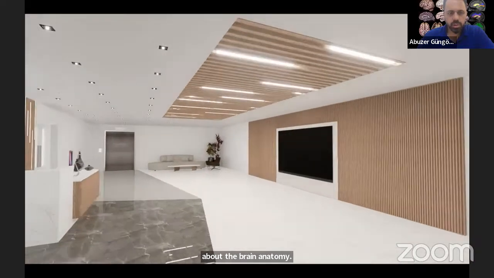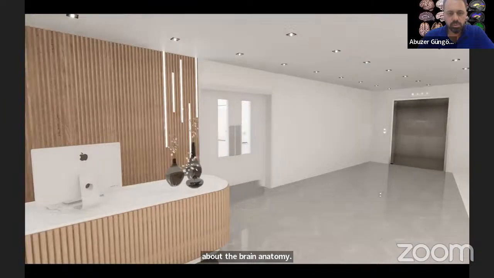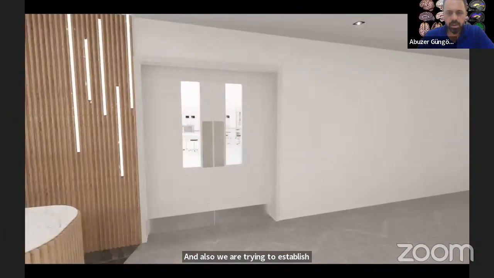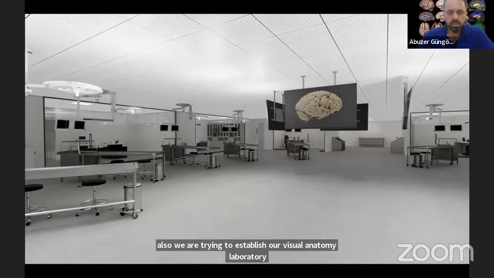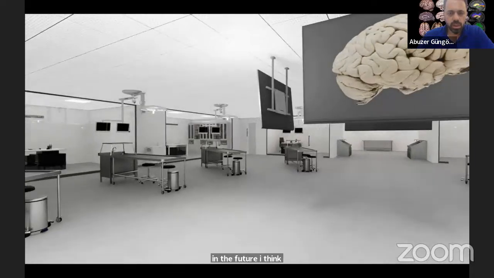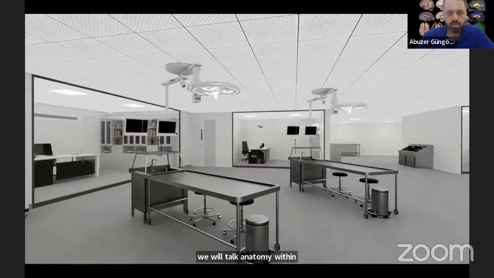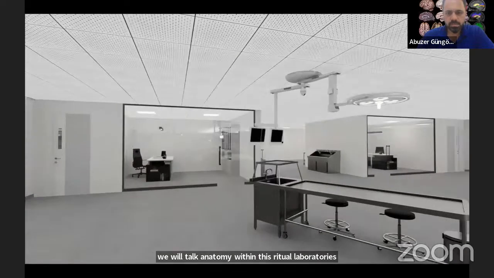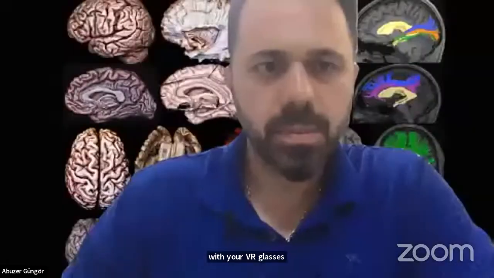And we are also trying to establish our virtual neuroanatomy laboratory. In the future, I think we will talk about anatomy within these virtual laboratories with VR glasses. Thanks for listening.